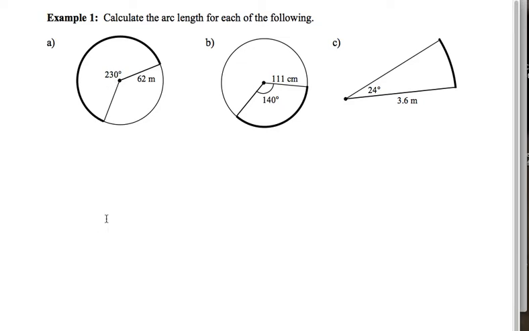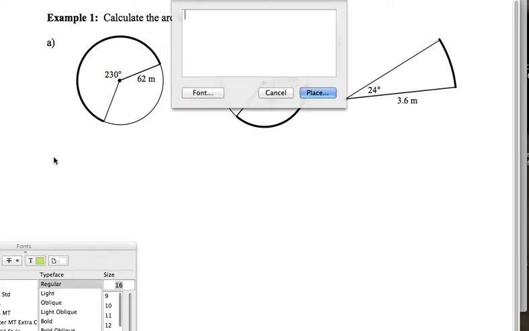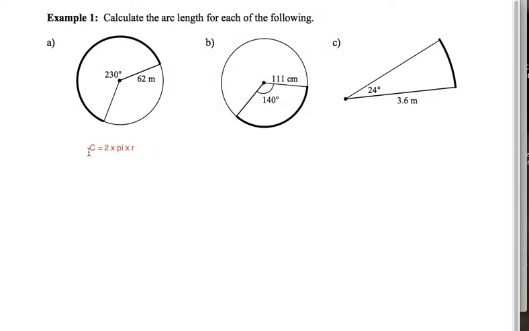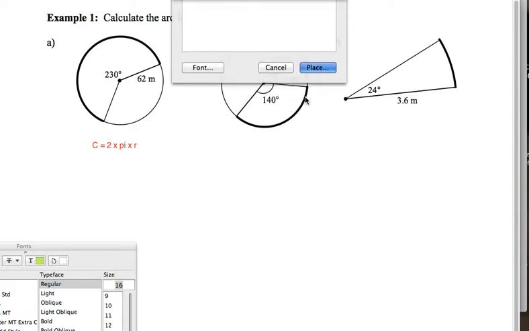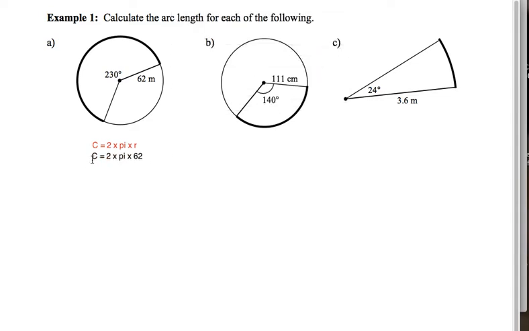So let me write it like this. I'm going to say circumference first. Circumference equals 2 times pi times the radius. Right? 2 times pi times the radius. Okay, if that's true, then let me plug in the numbers that I know. I know that the radius is 62 meters. So I can plug that right in. That's the part of the formula I know.